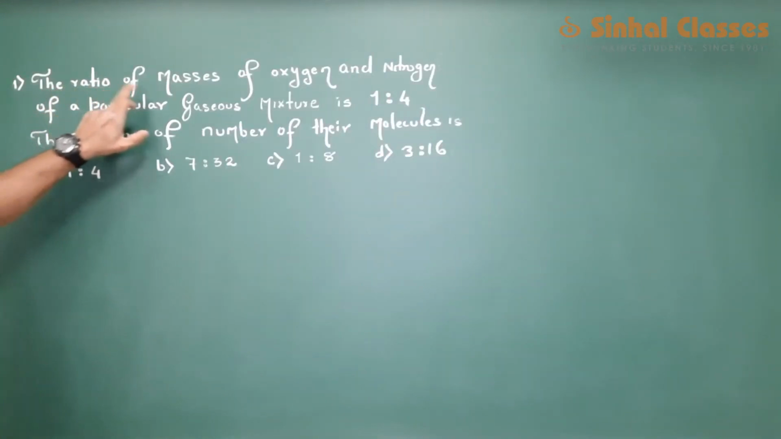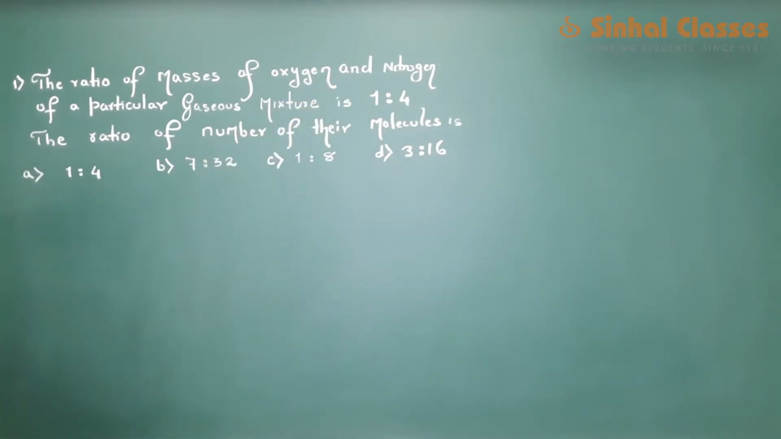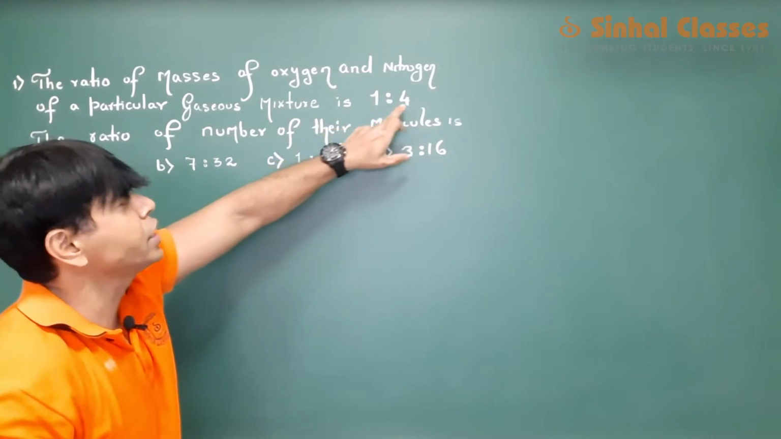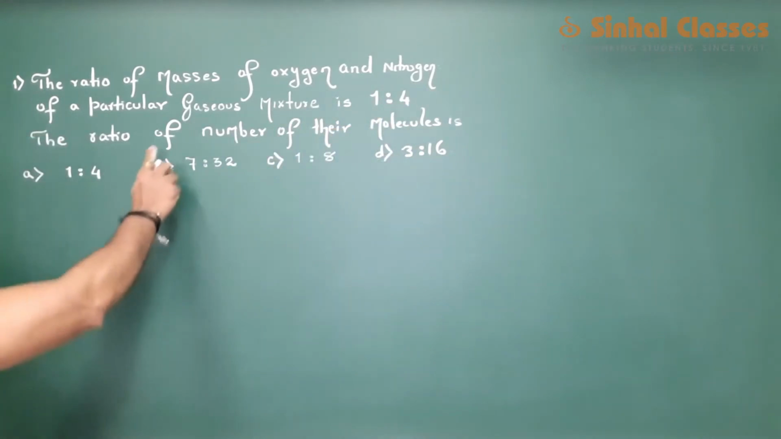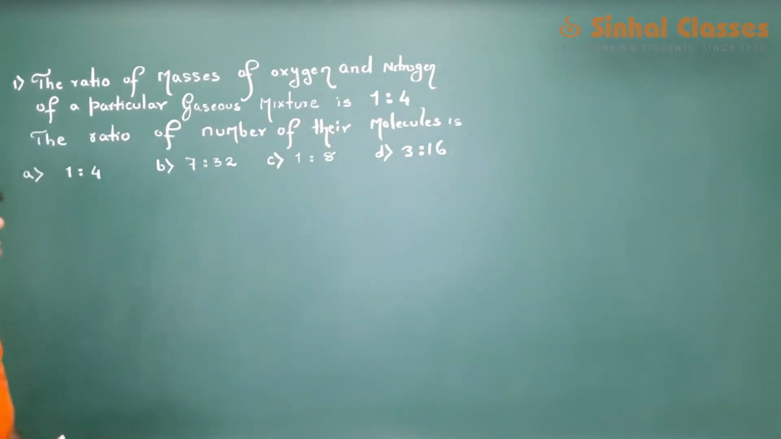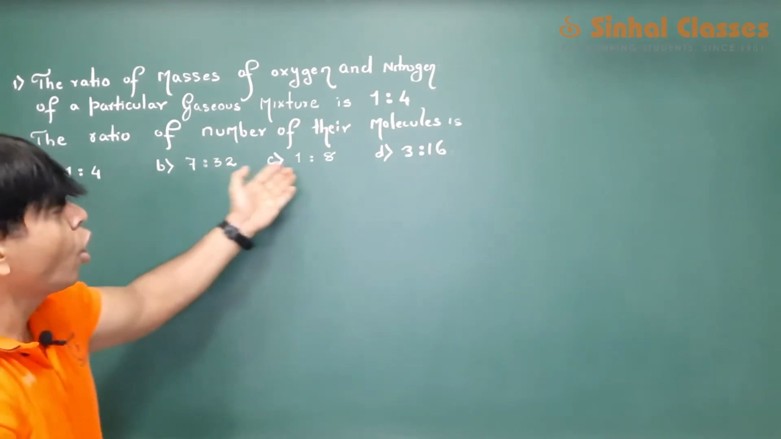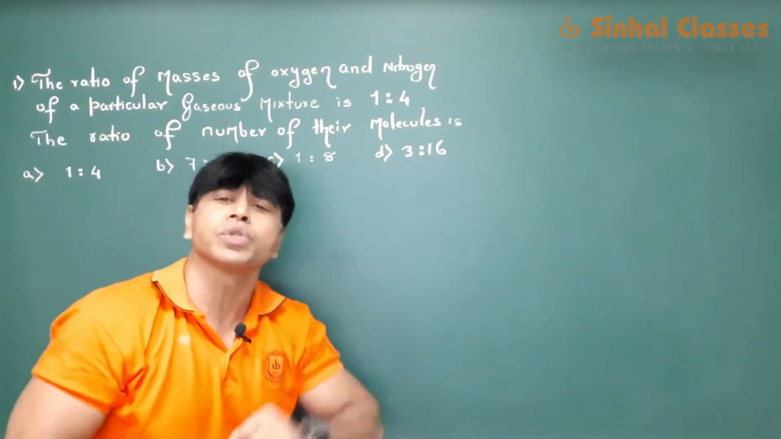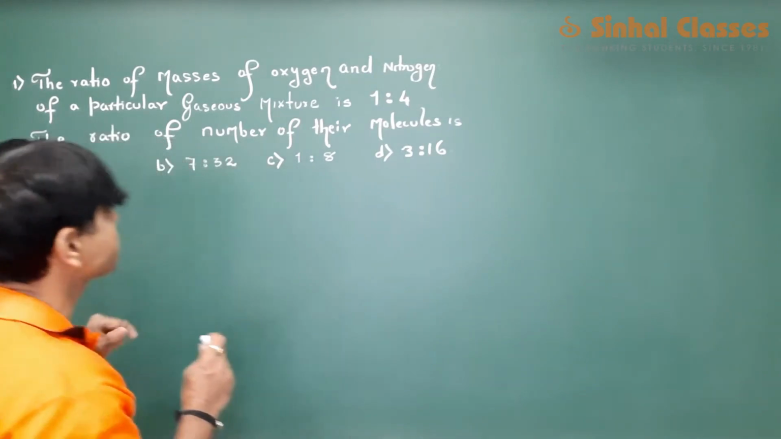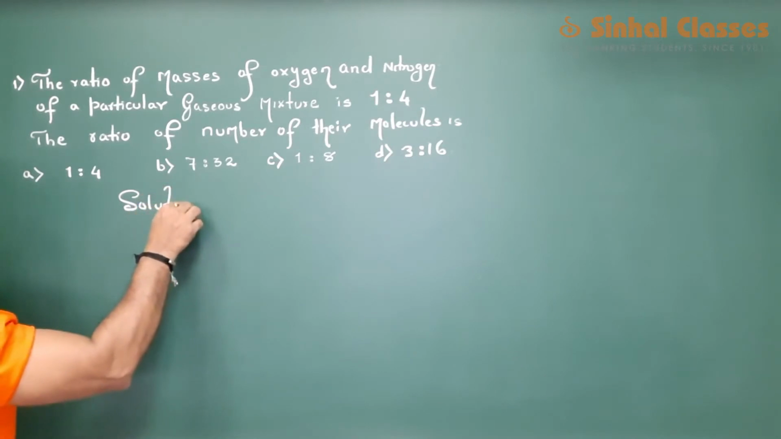The ratio of masses of oxygen and nitrogen of a particular gaseous mixture is 1:4. The ratio of the number of molecules is: 1:4, 7:32, 1:8, or 3:16. Now, how will you solve this question? Very simple solution for this question.